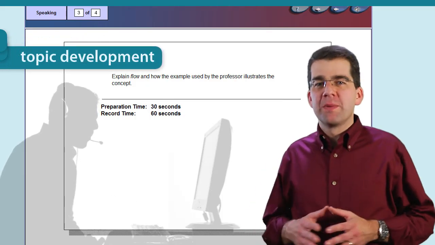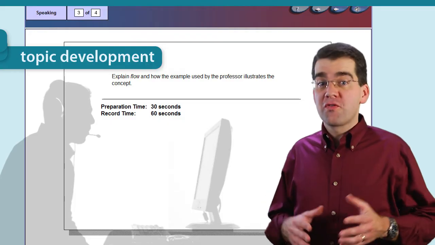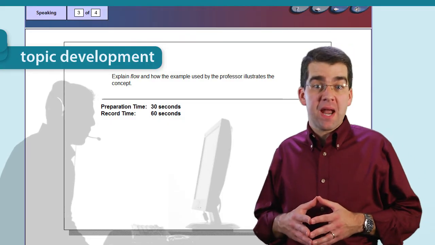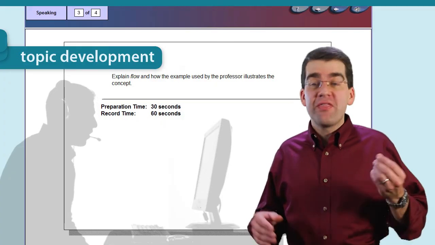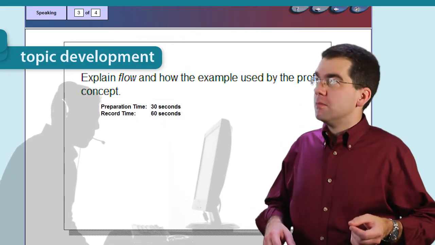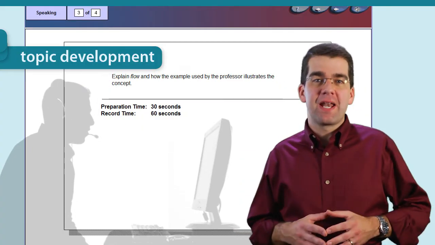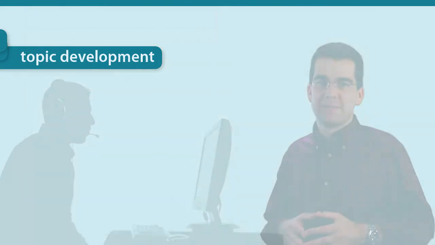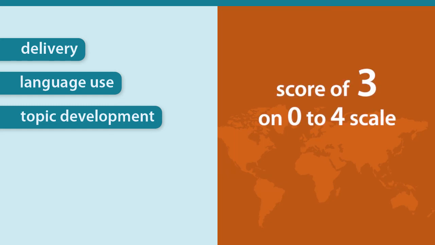For topic development, although he does give an accurate summary of the professor's example about his friend who spent the whole night working on a mathematics puzzle, he never really explains what flow is. And that's the first part of the question. Explain flow. So he needed to do that, then explain how the example illustrated the concept. So overall, this meets all the criteria for a score of 3 out of 4.